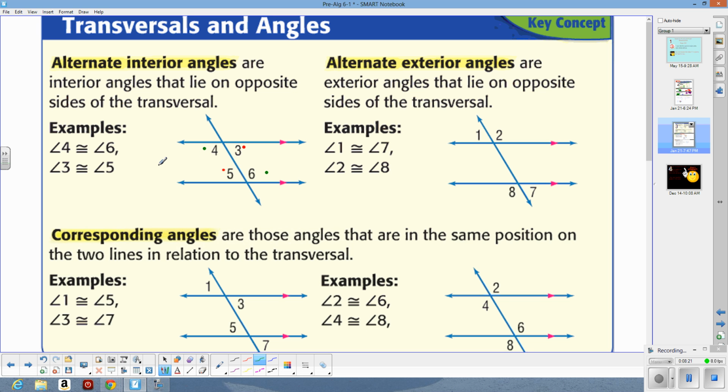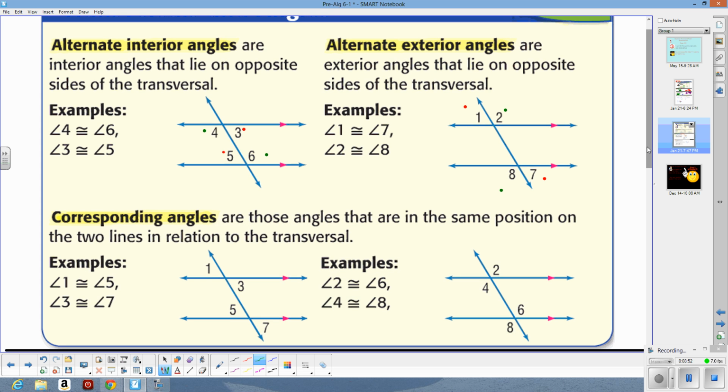What is unique about those is that they are going to be congruent to each other. 3 and 5 are congruent, and 4 and 6 are congruent. We also have what's called alternate exterior angles. So angles 1 and 7 are the exterior angles that are on opposite sides of the transversal. Those are congruent. And angles 2 and 8 are also congruent because they're alternate exterior angles.